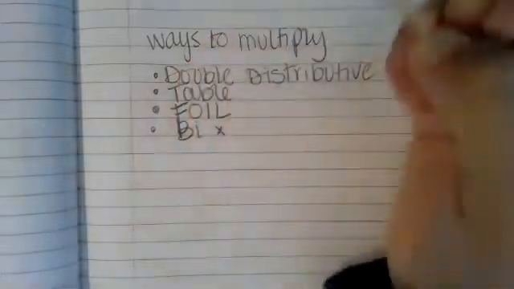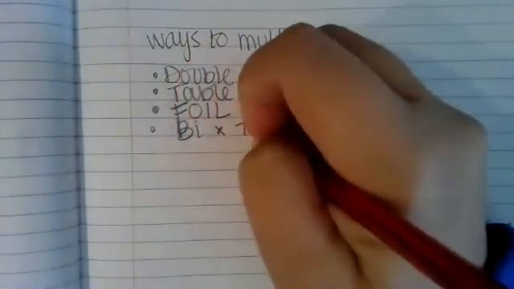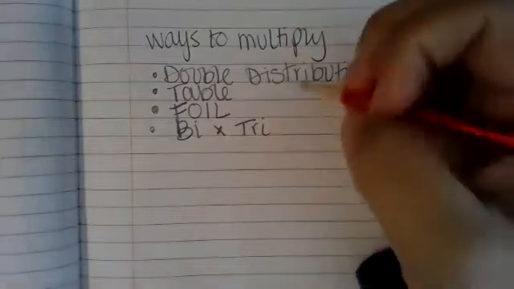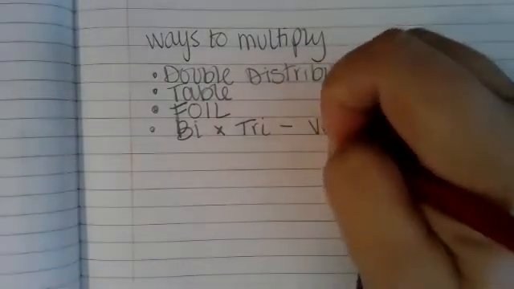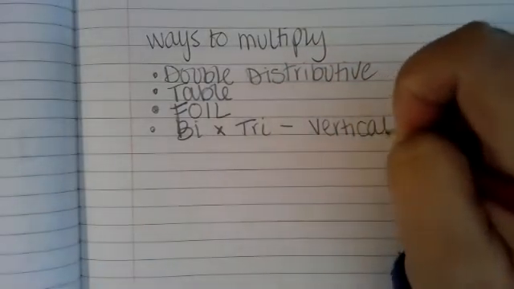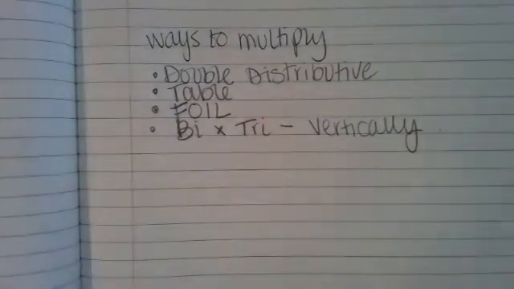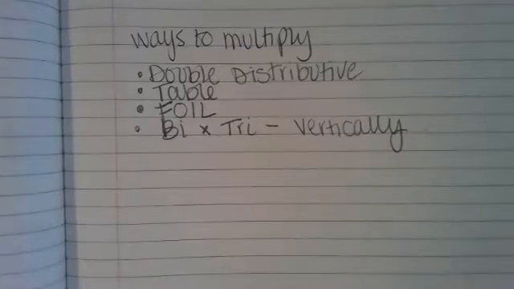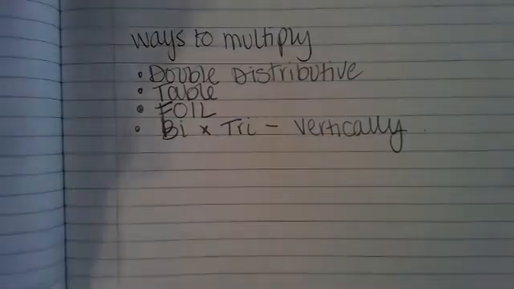And then the other one is by times try. So that would be like a binomial times a trinomial. And when we do that, we can do that vertically. Okay, so those are the 4 methods that we are going to look at for multiplying our polynomials. So the first method, which is double distributive.